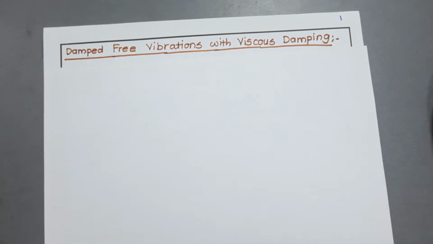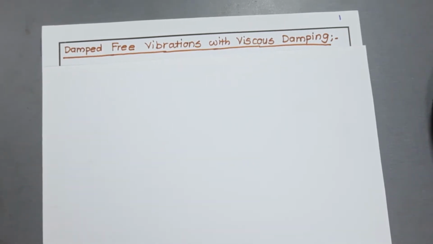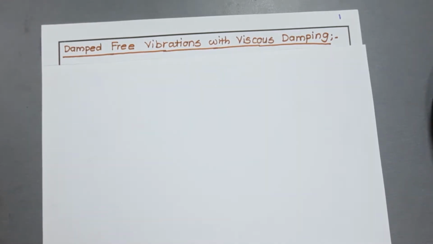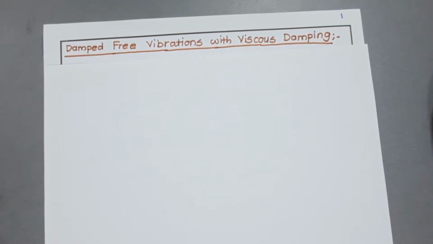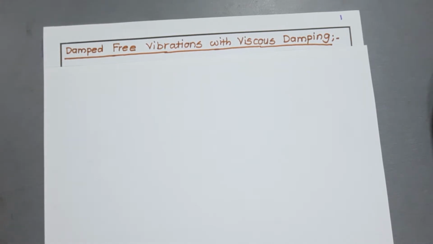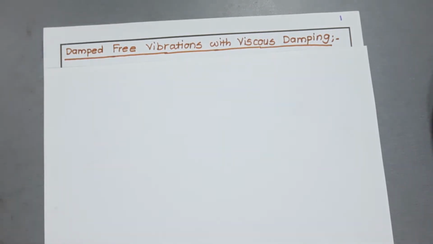Dear friends, today we are going to learn damp free vibration with viscous damping. Dear friends, last lecture we learned about free vibrations and damp free vibrations and the difference between them. In free vibrations, we have only a spring and mass system, and in case of damp free vibrations, we have a spring, mass and dashpot or damper system.